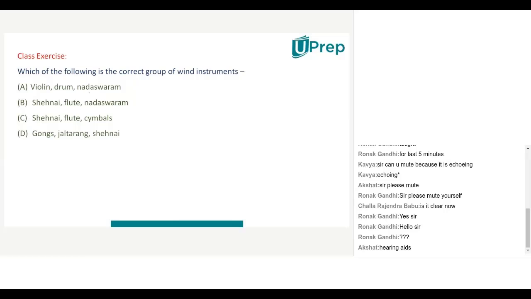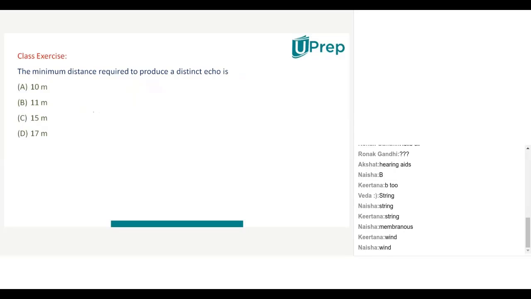Now, which of the following is the correct group of wind instruments? Wind instruments: the Shehnai, flute and Nadaswaram. Right. So this is already maybe I explained in a previous session, but let us learn it again.